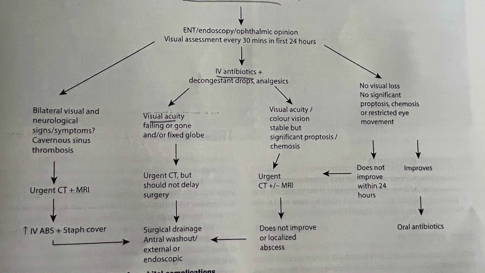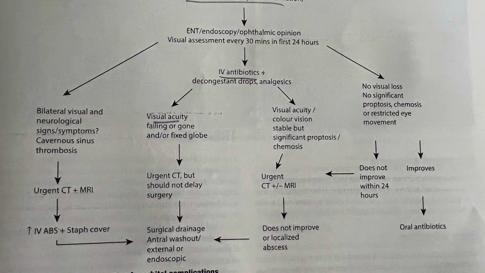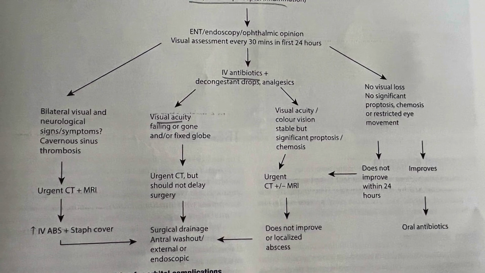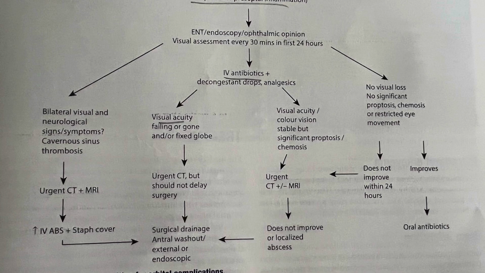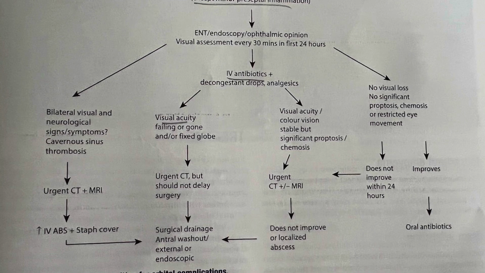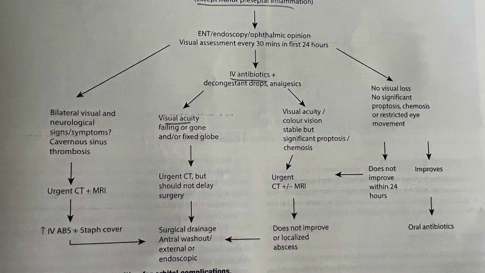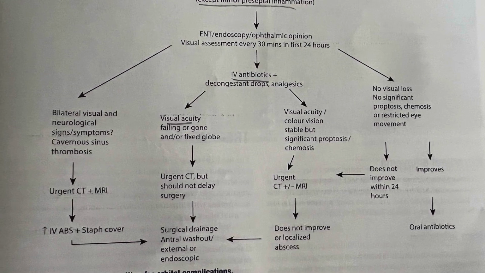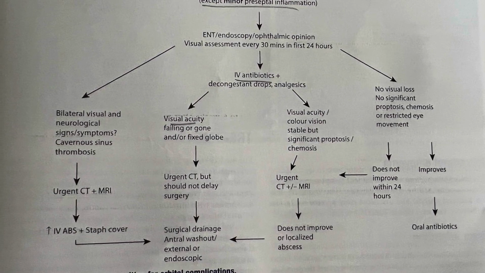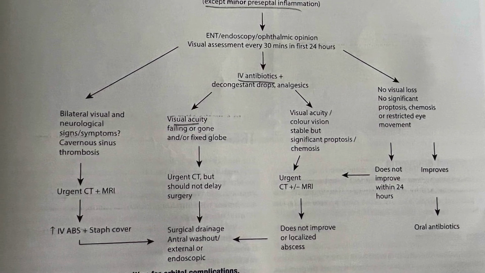After clinical endoscopic evaluation, if there is no visual loss, no significant proptosis and no restriction of eye movement, then you can give IV antibiotics followed by oral antibiotics. If there is any sign of intracranial or orbital complication, then you have to investigate by CT scan as well as MRI. If you find any intracranial or orbital complication and decreasing vision or restriction of eye movement is there, then you can proceed for endoscopic sinus surgery immediately, and if there is an intracranial complication, then surgical drainage of the abscess is mandatory.